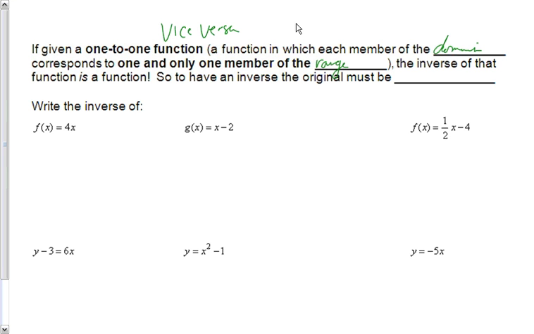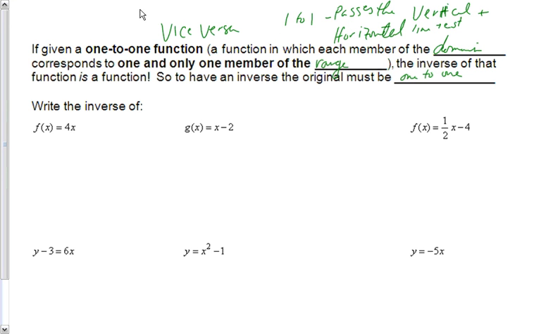So remember that. One-to-one passes the vertical line and horizontal line test. What's nice is if you pass that, the inverse is also a function. So when we're dealing with inverse functions, I always need to check to see if the original is one-to-one. Now I don't have a list of steps to do it, so we're going to create a step list to do it.